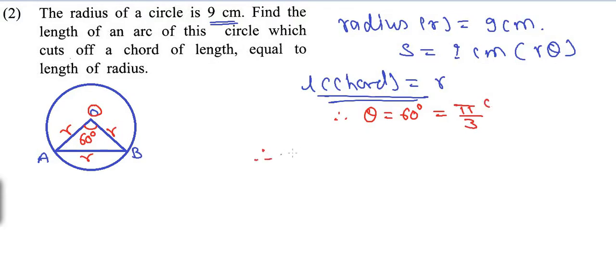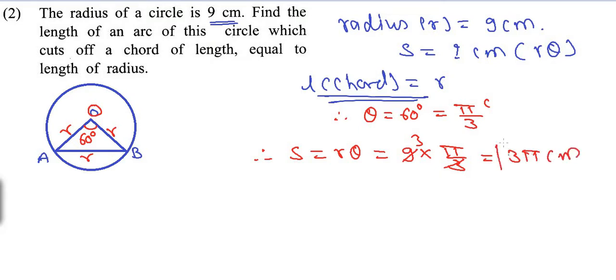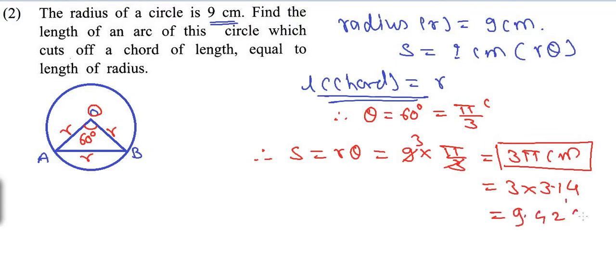radian. And therefore by using the formula for length of arc, S is equal to R into theta, that is equal to R, R is given 9 centimeter multiplied by theta, that is pi by 3 radian. 3 3s are 9, we get that is equal to 3 pi centimeter. Now keep it as it is, or if you want you can write 3 into 3.14, that is equal to 9.42 centimeter. Final answer.